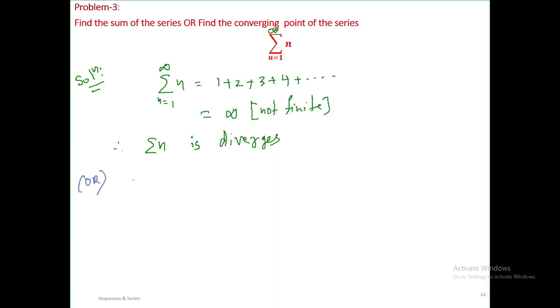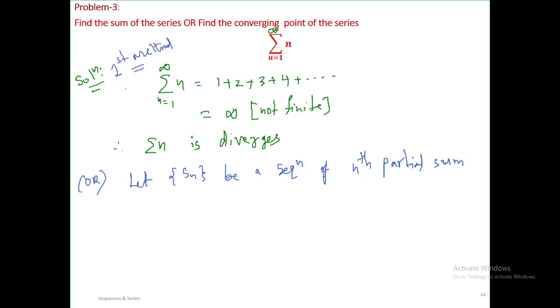Let us write, let Sn be a sequence of nth partial sums. See what I am telling in the first method. Let's say this is the first method, and this is the second method. Okay, this one is the second method. First method and second method.